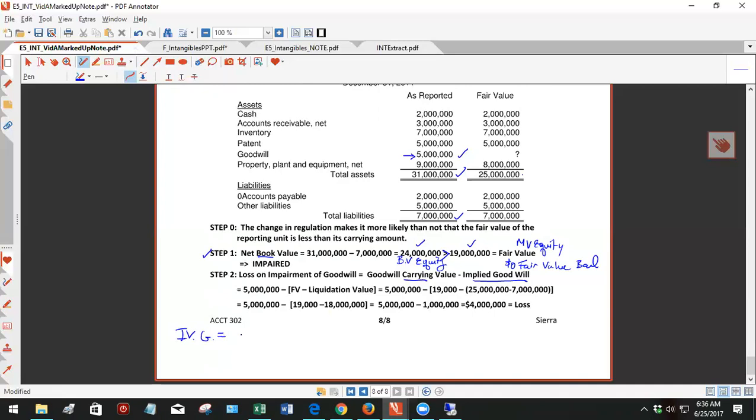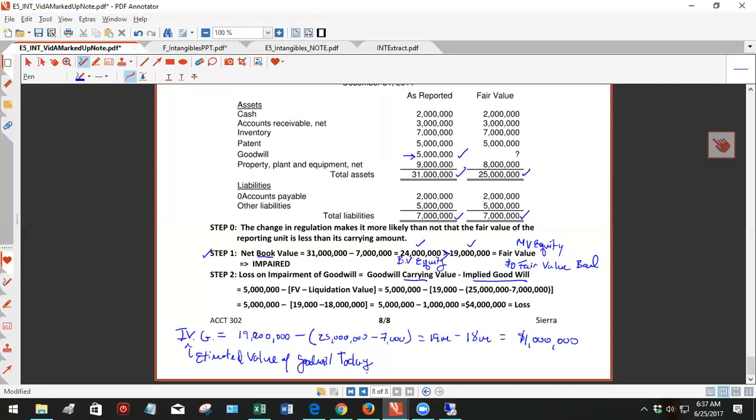So that equals the purchase price, 19 million, over the liquidation value, which is 25 million minus 7 million, which equals 19 million minus 18 million equals 1 million. So this is an estimate. Estimated value of goodwill today. So it makes this problem a little more complicated, that instead of getting the estimate, as you do with the other impairment problems, you have to calculate your estimate from the purchase price and the liquidation value.